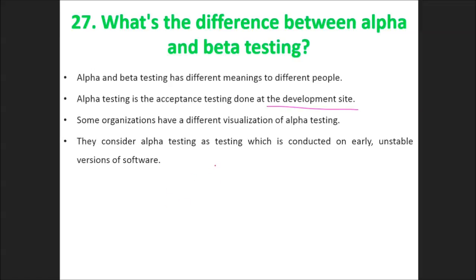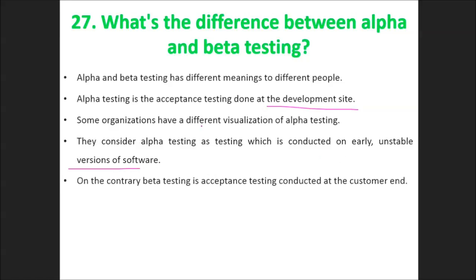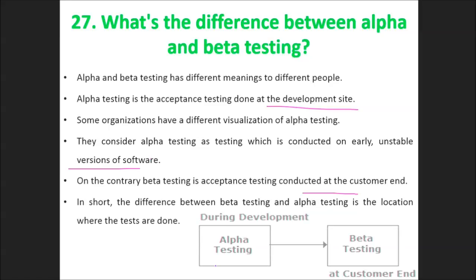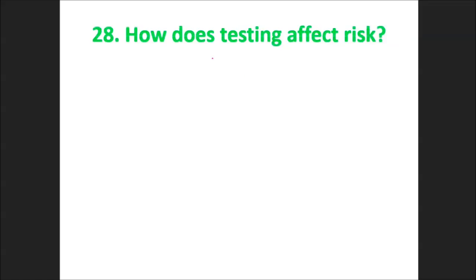So they consider alpha testing as testing which is conducted on an early, unstable version of the software. On the contrary, beta testing is acceptance testing conducted at the customer level. But please mind that these two tests are actually acceptance testing only. So in short, the difference between beta and alpha testing is the location where the tests are done. During development, alpha testing; at the customer end, beta testing.